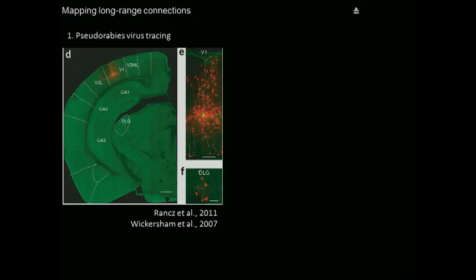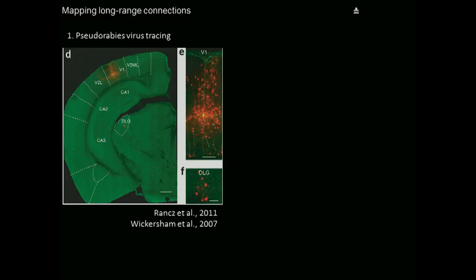The last slide shows two approaches by which these long-range connections can be traced. This is extremely neat work from Troy Margrie's lab, based on the pseudo-rabies tracing that was developed by Ian Wickersham in Ed Callaway's lab. What they did was patch a single neuron in visual cortex. So this is a layer 5 cell. You can see the apical dendrite. And using the rabies method, I'm not going to go into detail, they could reveal the locations of presynaptic neurons, which you can see here.